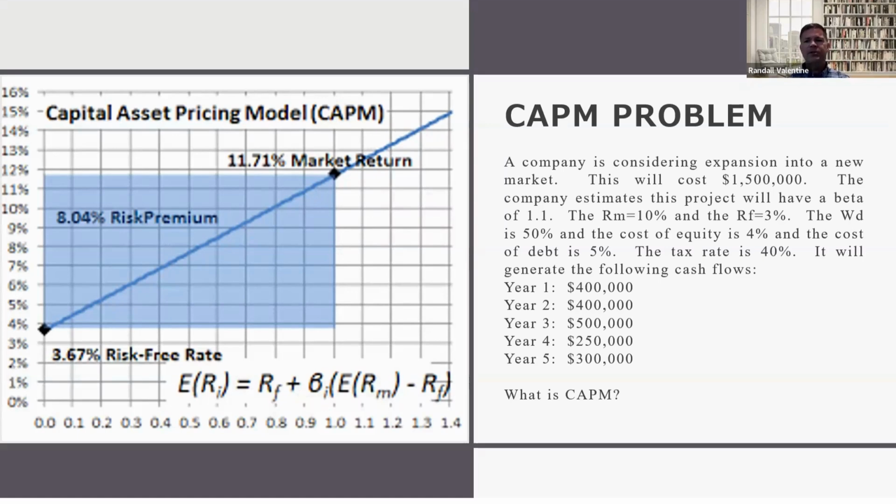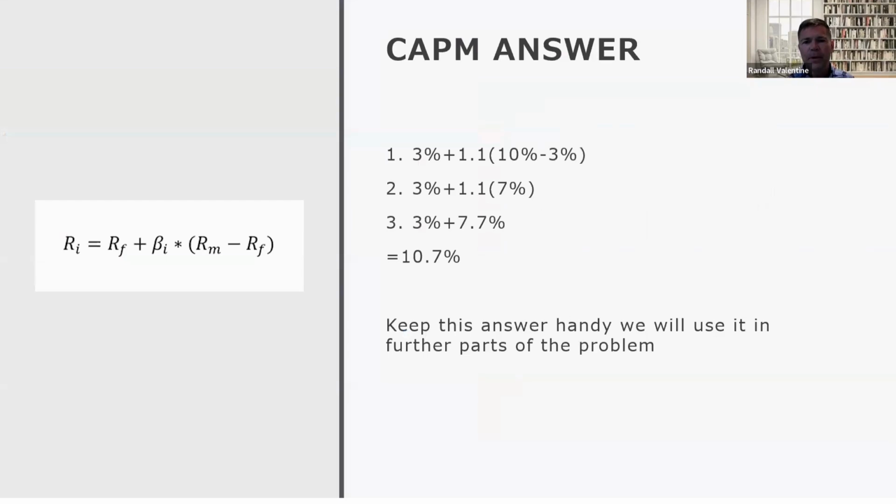We don't have to worry about the rest of the problem because, again, those numbers are in there to solve other problems, but not the CAPM. So we got the three numbers that we're looking for. The beta is 1.1. The return on market is 10%. The risk-free rate is 3%. So let's go ahead and solve this out and see exactly how this would work.